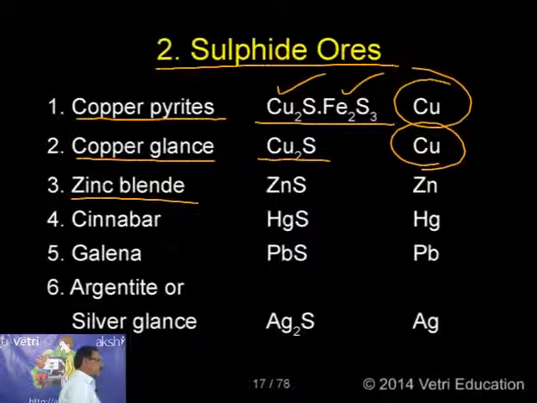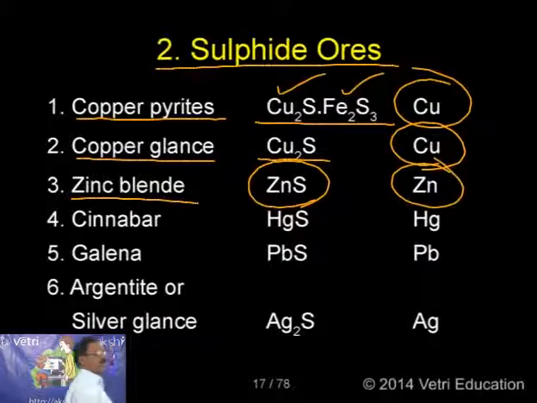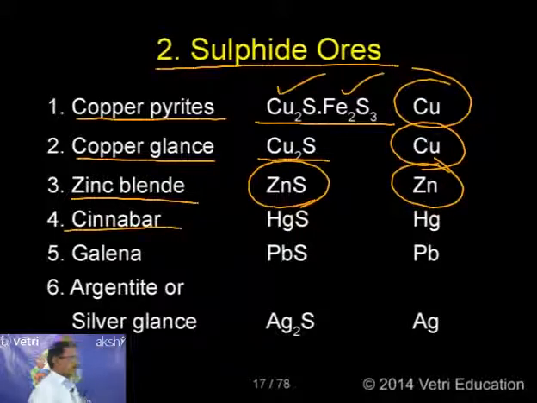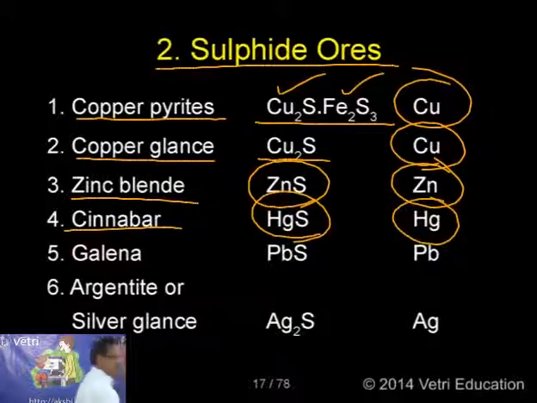The third is zinc blende. It's again another sulfide ore having the molecular formula zinc sulfide, ZnS. Again, we are extracting zinc profitably from this particular sulfide ore. The next one, cinnabar, another most important sulfide ore, molecular formula HgS, mercury sulfide, and mercury is the element we are getting from this. It's a liquid metallic element.